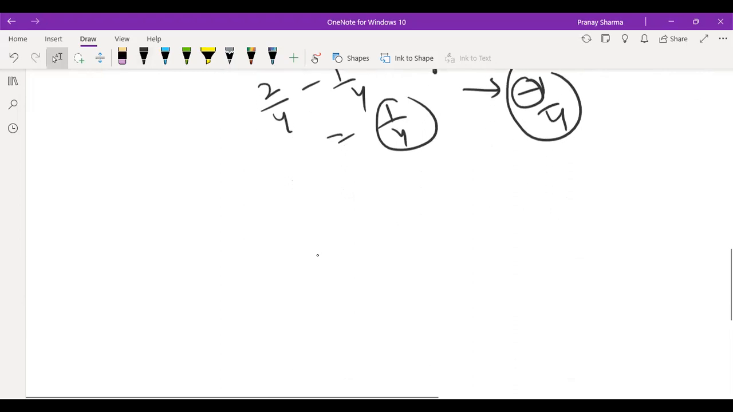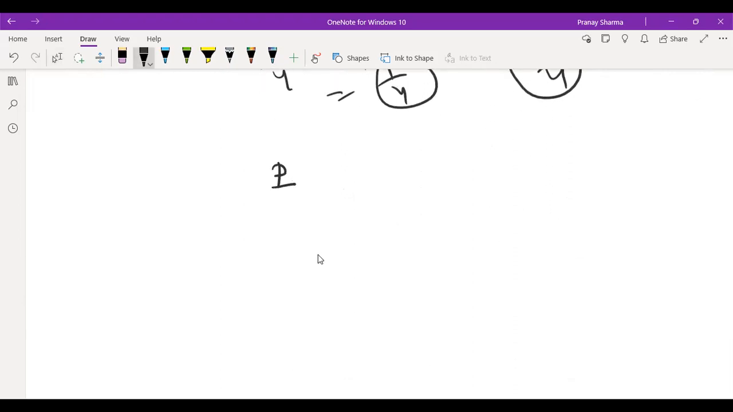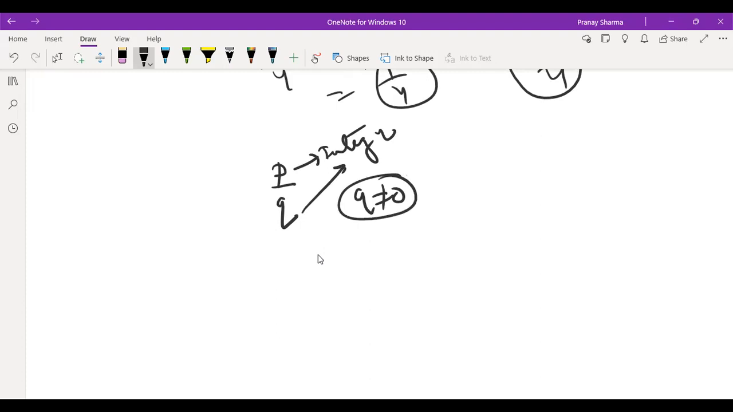All right. So the P over Q form is something that is needed, with Q not equal to 0. P can be any integer, and Q can also be any integer, while Q cannot be 0. So it can be I minus 0, otherwise any other number. We can write it in this way.